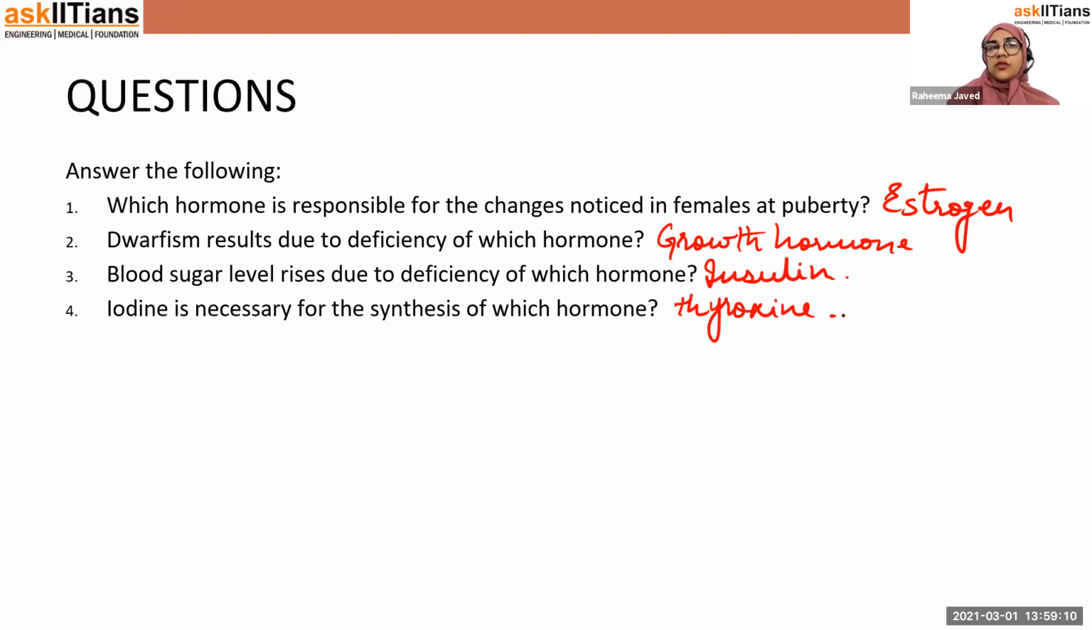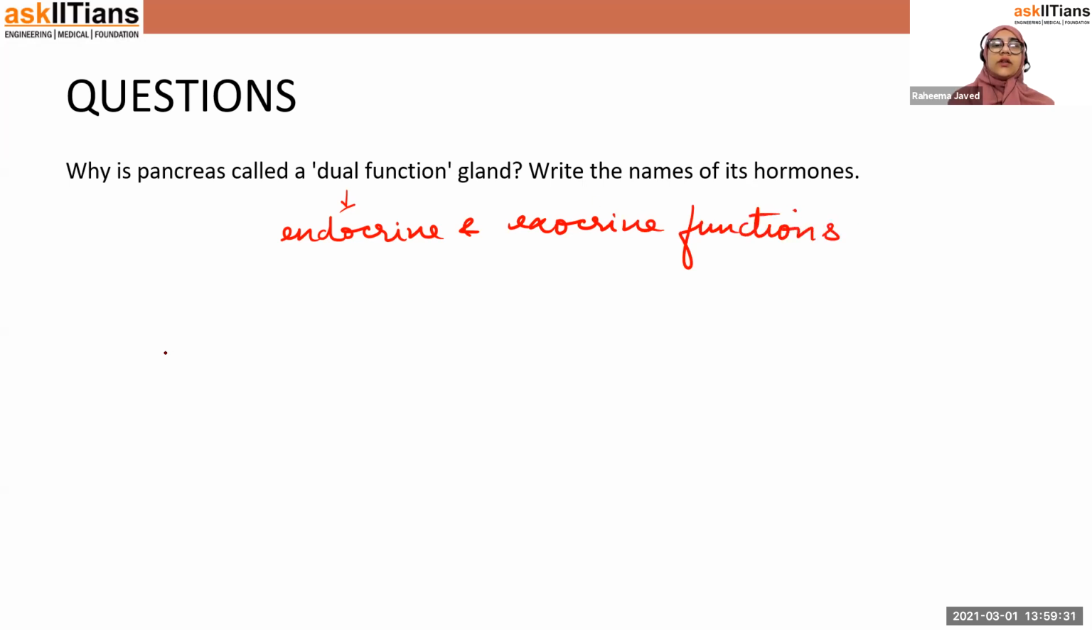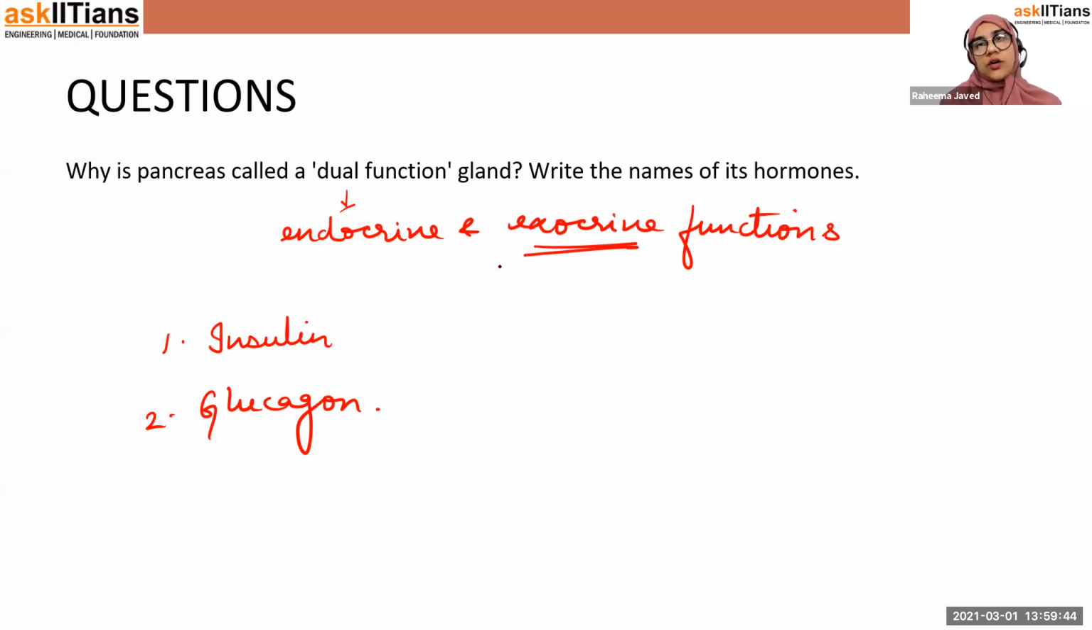Next, why is the pancreas called a dual function gland? Write the names of its hormones. The pancreas is a dual function gland because it shows both endocrine and exocrine functions. In the endocrine function, it secretes the hormones insulin and glucagon. And the exocrine function is that it secretes pancreatic juice, which brings about digestion of food in the small intestine.